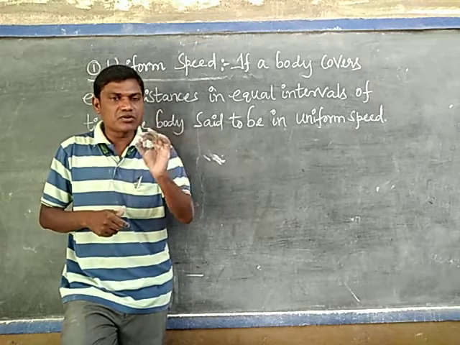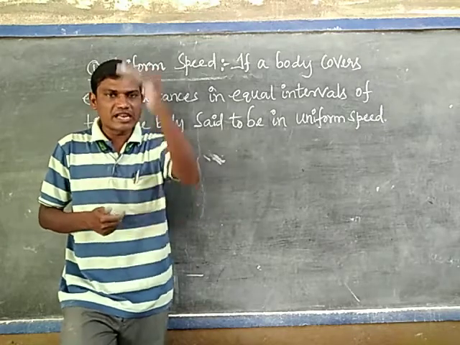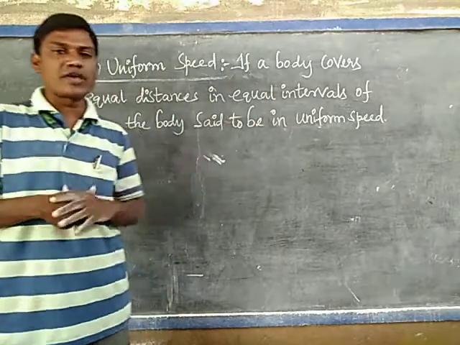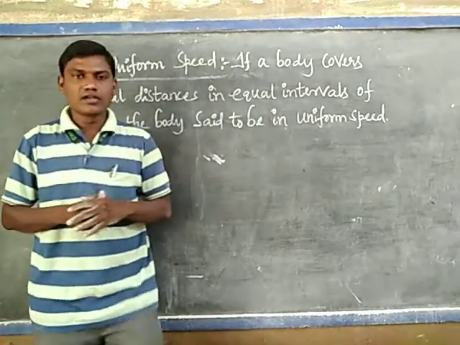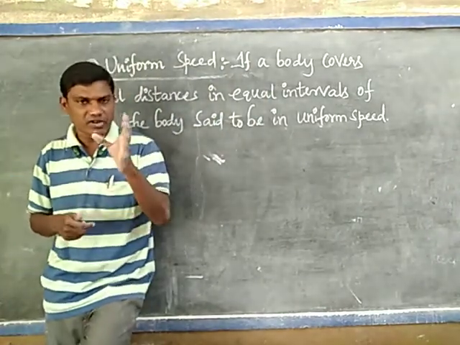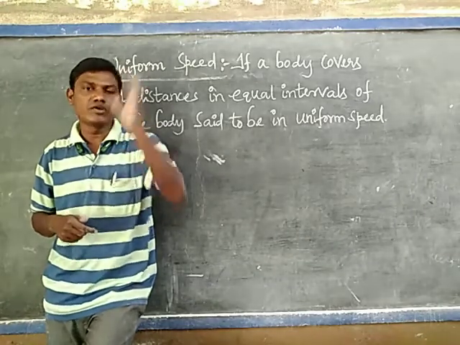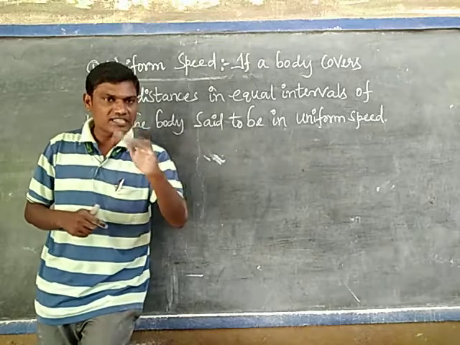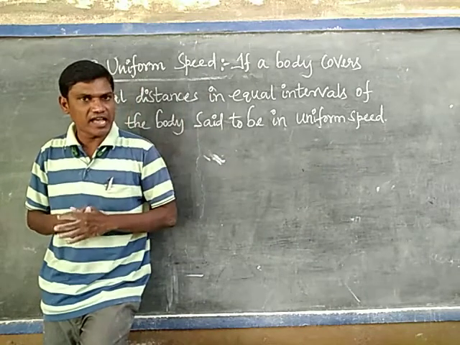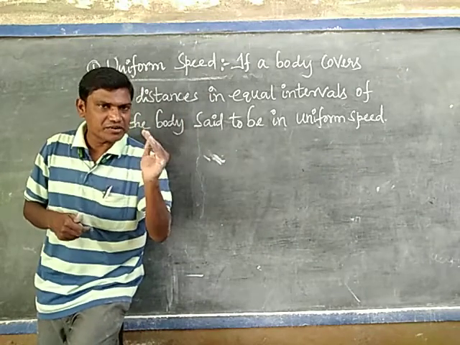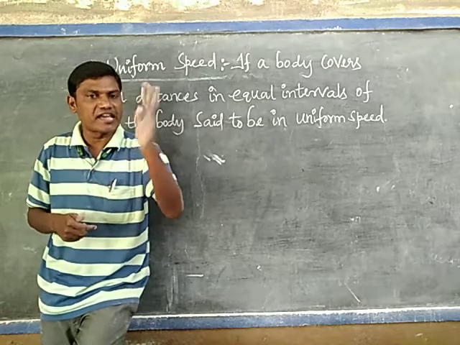So speed is equal to distance by time. The ratio of 2 scalars also becomes a scalar. Speed is nothing but the ratio of two scalar quantities only. That's why speed is also a scalar. It has only magnitude and no direction is considered.